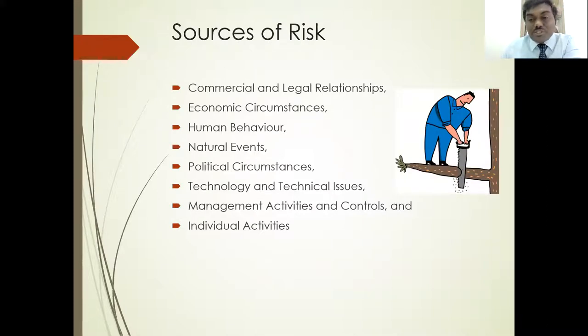Now, sources of risk. This could be because of commercial and legal relationship. You have entered into a contract. By virtue of the contract, you are supposed to safeguard the data. Recently, I think, Big Basket, all their information was hacked, correct? All their information became public. Now they are bound to notify all those people. So commercial and legal relationship. Economic circumstances.